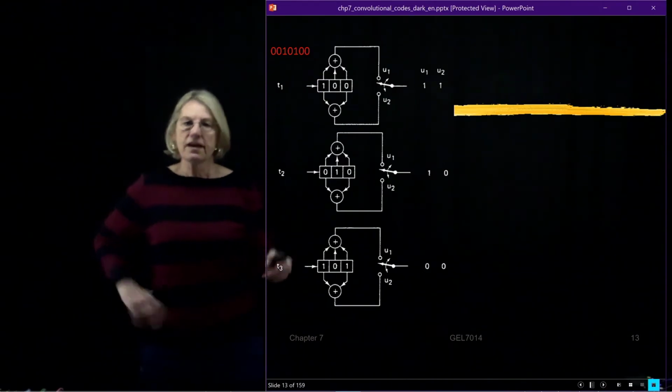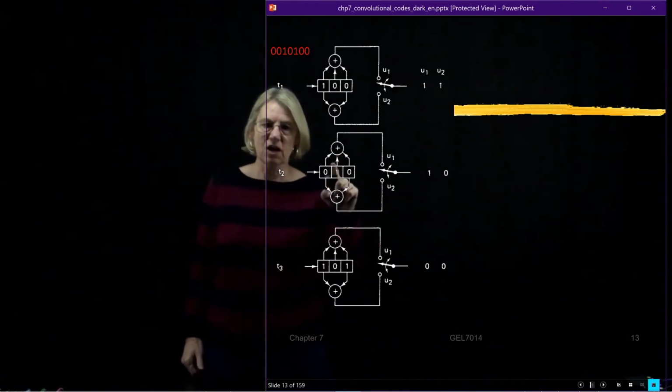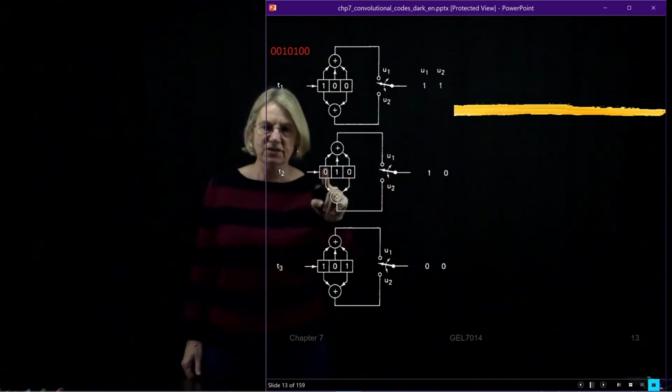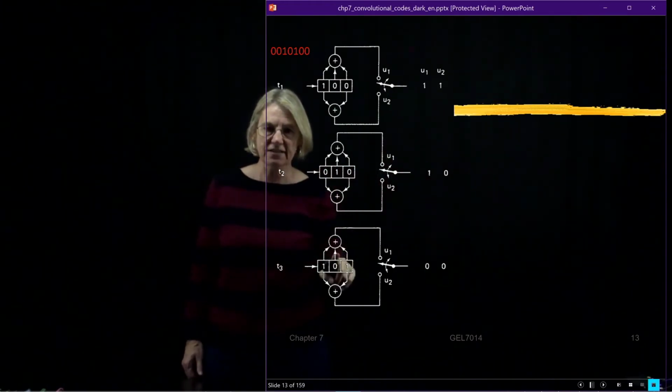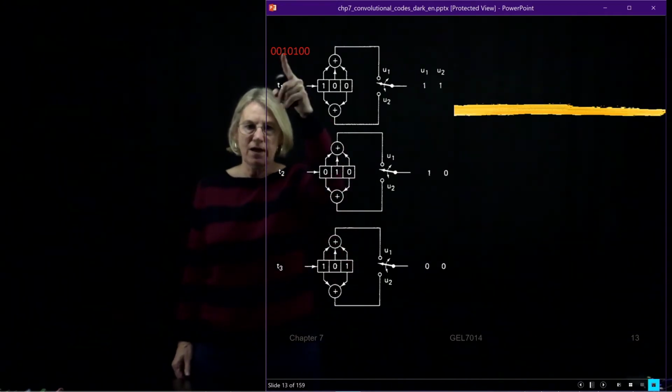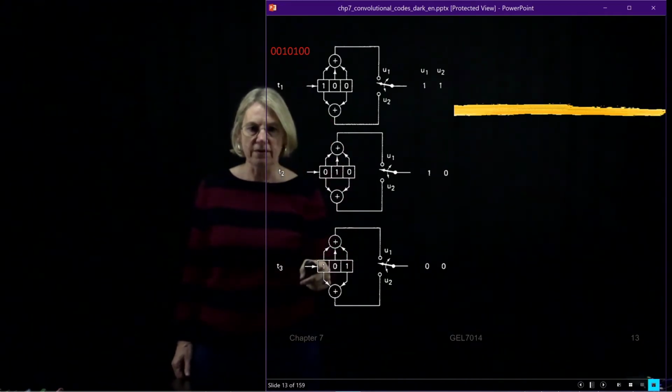Next time instant, I shift right again. So this 0 gets out. It's no longer there. I have 0, 1. That becomes the new state, 0, 1. I input my new bit into the buffer, which is a 1.